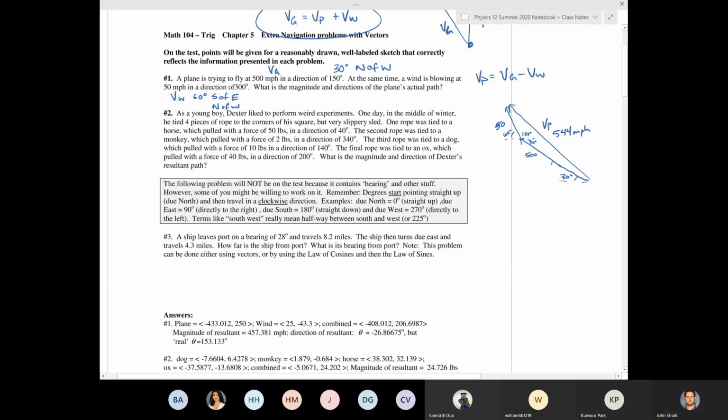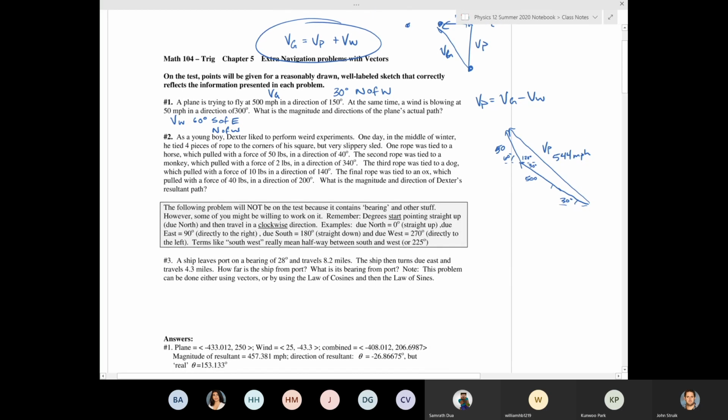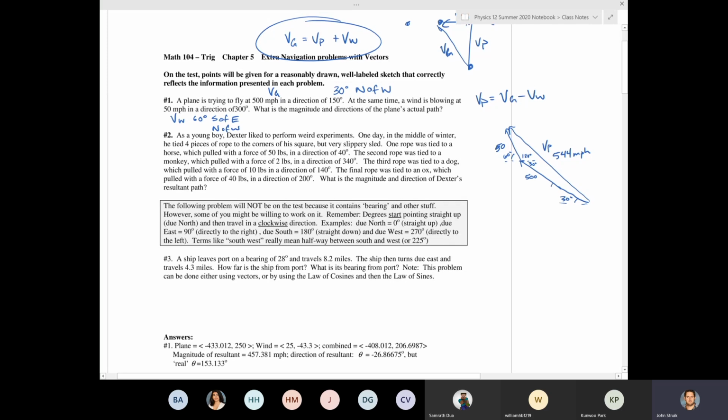Wait. Oh, I see. Okay, I read this wrong. They're saying that this is the velocity of the plane, not the velocity of the ground. So it's headed in that direction, and then the wind is blowing it to a different path. Oh, I didn't even read the whole thing. What is the magnitude and direction of the plane's actual path?